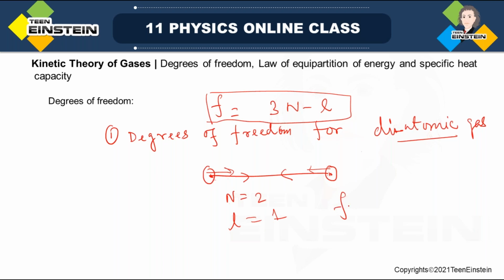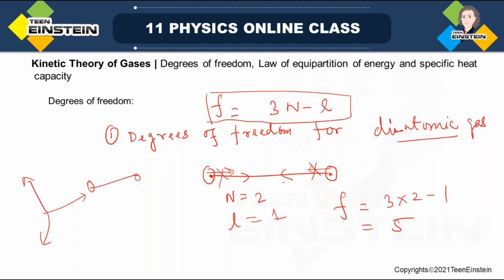If we want to find the degrees of freedom, then 3 into 2 minus 1. So you'll get 5 degrees of freedom. This motion is not allowed. If this is treated as a rigid rotator, you have three translations. It can move along any direction. It can have three translational motions.